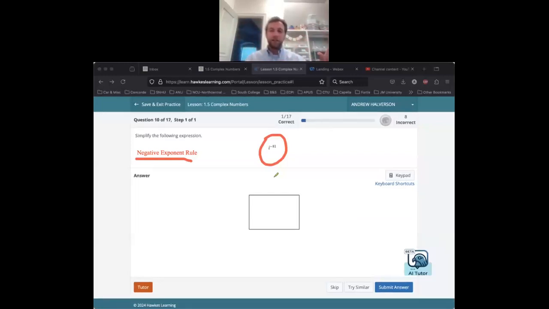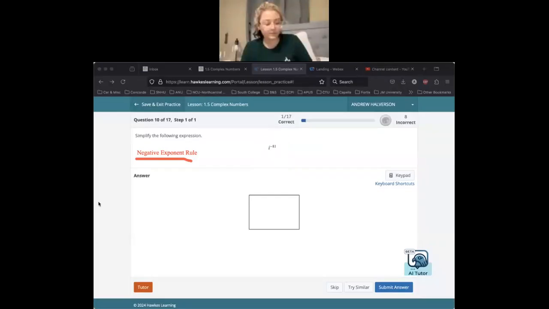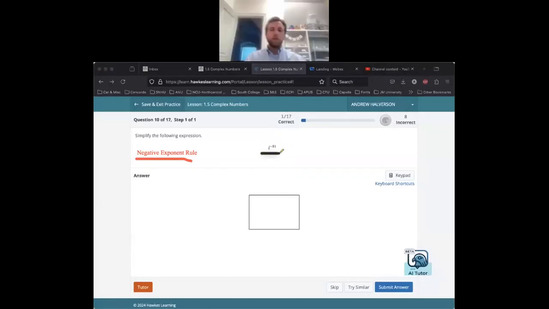Negative exponent rule says if you have a negative exponent, transport it to the other side of the fraction bar to make it positive. That's how we make it positive. So in this case, we got to recall that this is really I over 1, and so you flip it over, and it becomes I to the 81st power in the bottom.